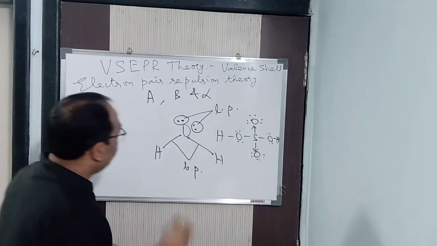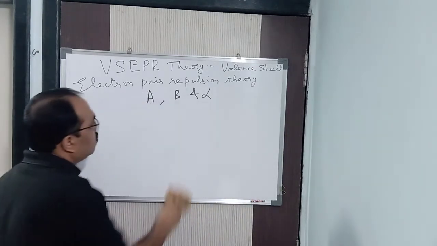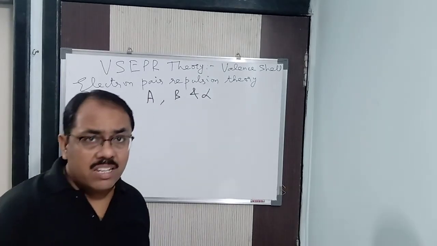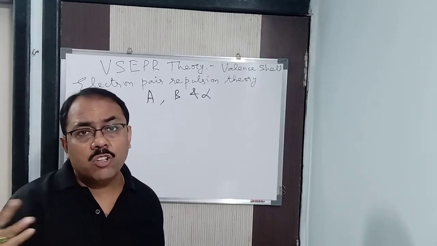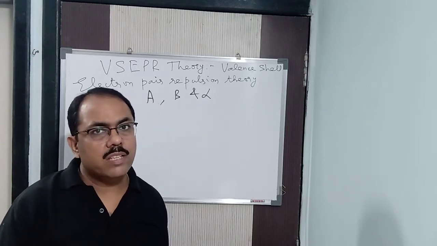Now I will tell you the postulates, and I will explain them one by one. The unpaired electrons in the valence shell of the central atom form bond pairs with the unpaired electrons of the surrounding atoms, while the paired electrons remain as lone pairs.